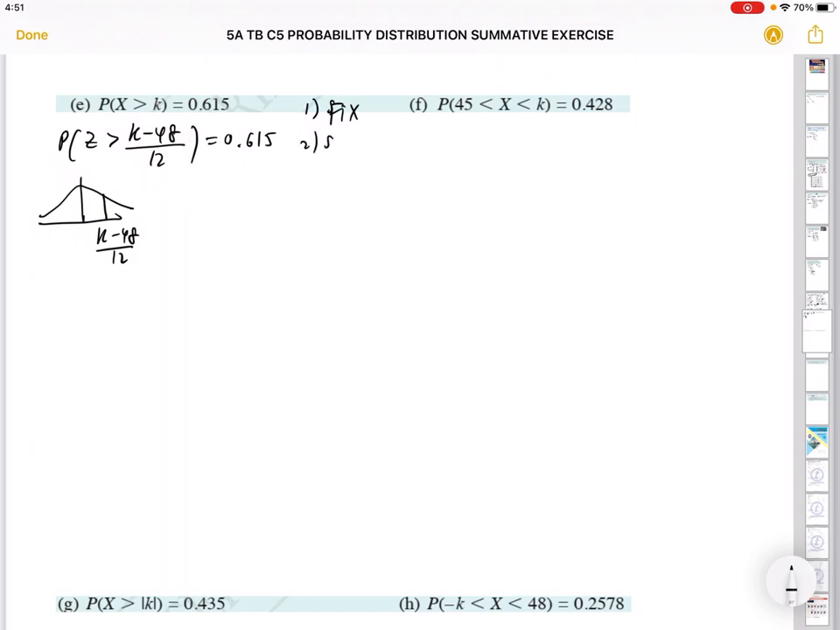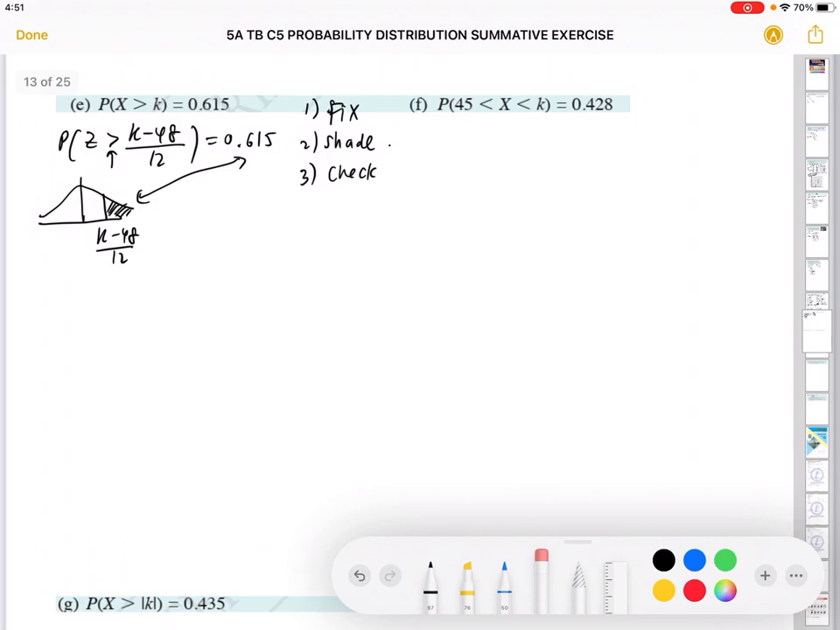More than means here. Now, number 3, we check. Does this probability match the area under the graph? You see, your probability is more than half, but your area is less than half. So it doesn't make sense, right? So I know this is wrong. The diagram doesn't match the question. So I'm sorry, we have to repeat step 1. Here I fixed on the right. Now I know it's not supposed to be on the right, it's supposed to be on the left.